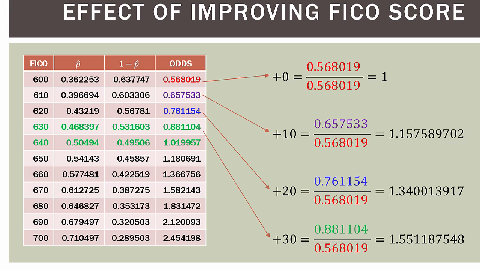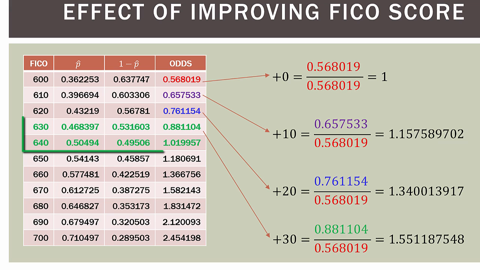So 0.881104, that's the odds for a 630 score, divided by the original odds of 0.568019. We do that computation and we have an odds ratio of 1.5512. So we increase the odds by a factor of 1.5512, or about 55.12%.